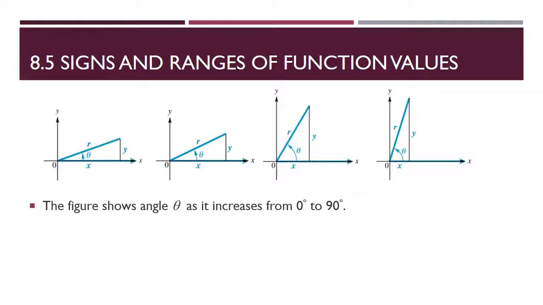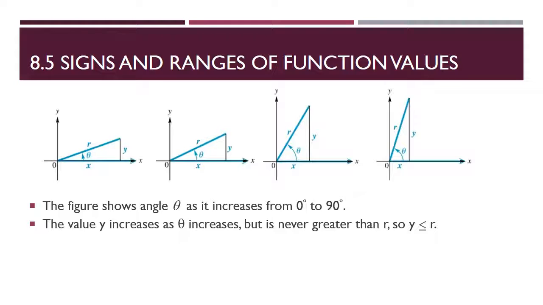Okay, now what we're showing here is it's kind of like taking an angle and opening it up. So in the first figure, you've got a small theta, and then we increase it and increase it and increase it. So we're increasing the angle from 0 to 90. Notice that the y value increases, but the y value is never greater than r. So y is always going to be less than or equal to r. Because remember, r is the hypotenuse. It's always the longest side. So until we get to a 90-degree angle, y is always going to be less than r.